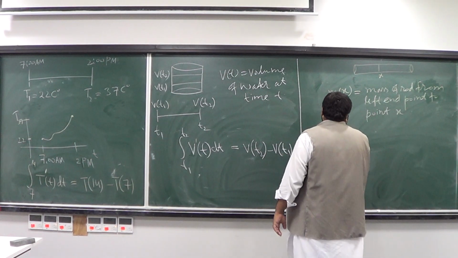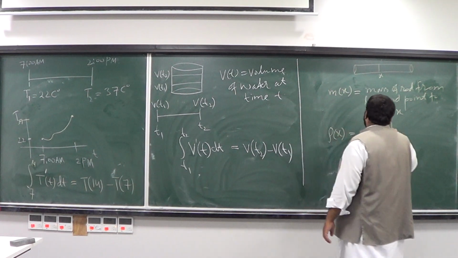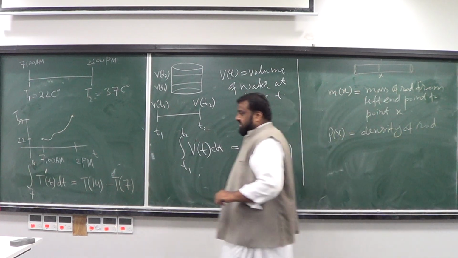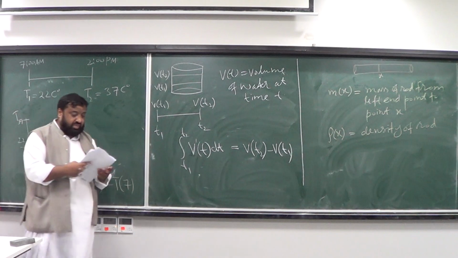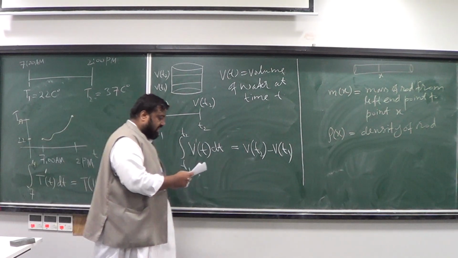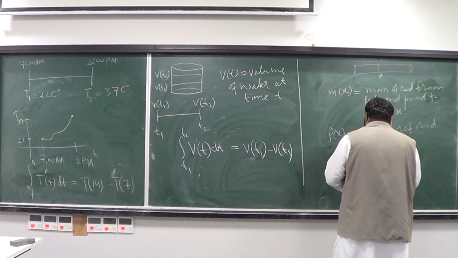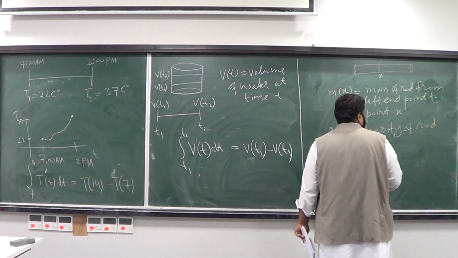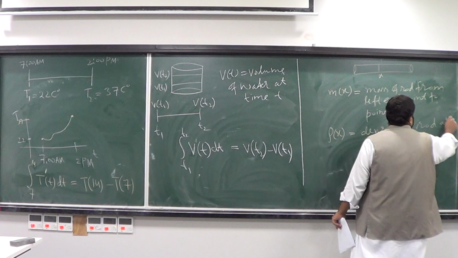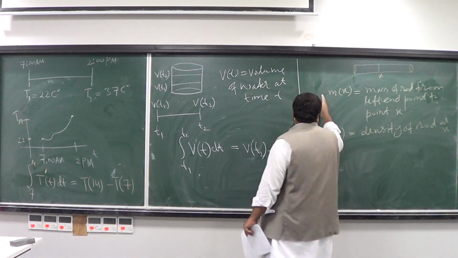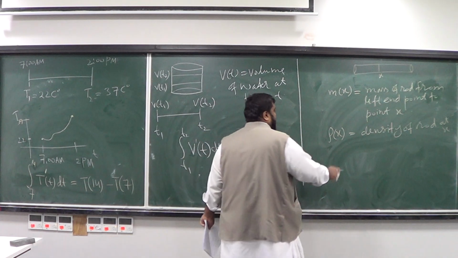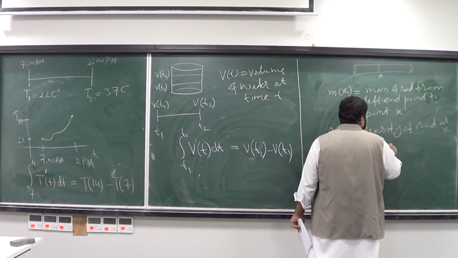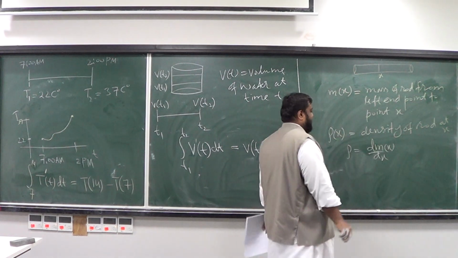And say rho of x represents the density of the rod at x, or up to x. So rho of x represents the density of the rod at x. Then what is the relationship between rho and m? We have talked about it, that rho is basically dm of x by dx.